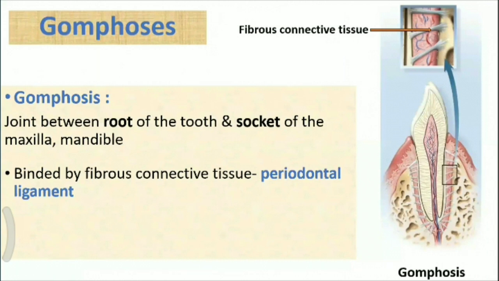Only one example: the socket of maxilla or mandible with the root of the teeth, it is gomphosis. Is it a mobile joint, not mobile joint, or less mobile joint? Mind it. No movement is allowed in between the root of the teeth and the socket.